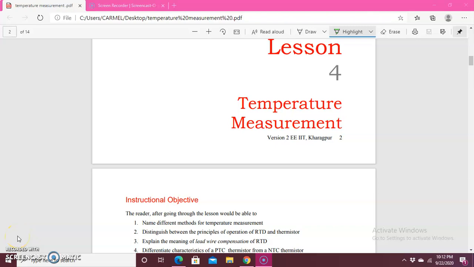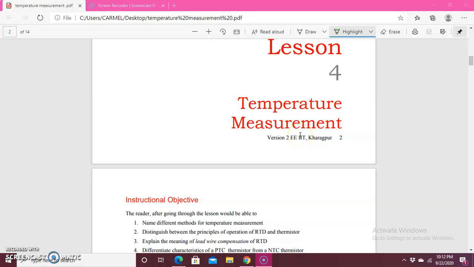Hi guys, today we are going to start with the third unit. The first topic of the third unit is about temperature measurement, and the material I have taken from IIT Kharagpur. So how can we measure the temperature of a particular device?